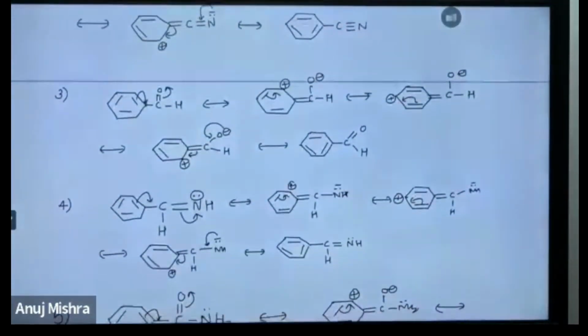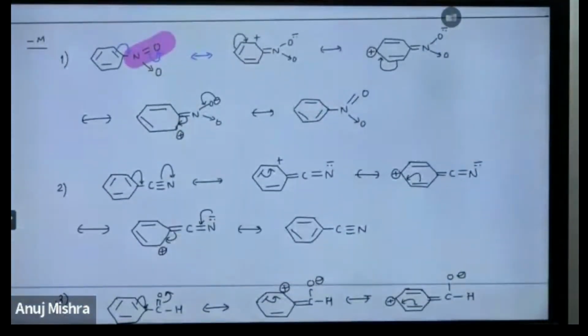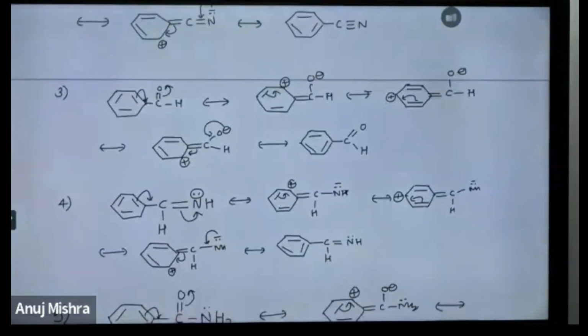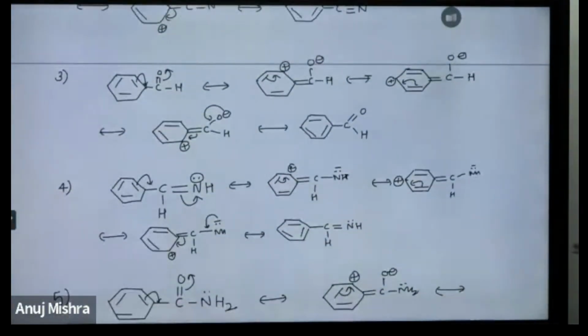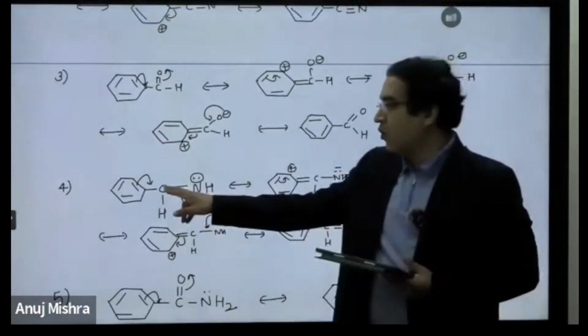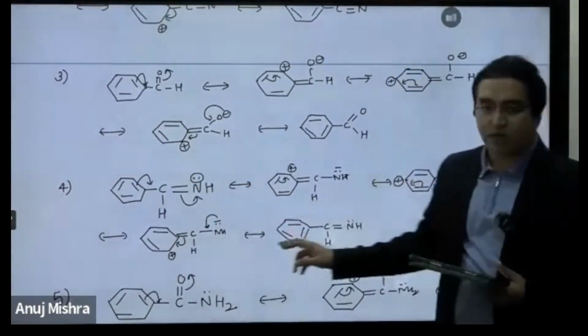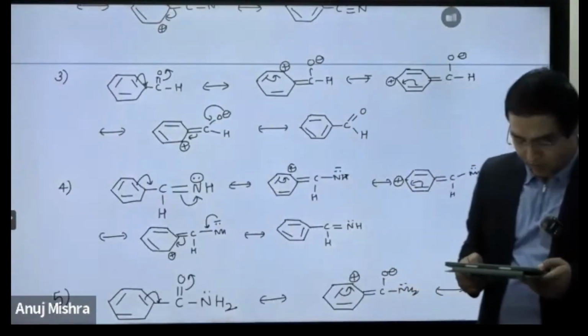Look at it for CHO. Same thing. Look at it for CH double bond NH. Here there is no lone pair, so this will also pull. Can you understand all these structures? How I'm drawing? Look at it for CO.